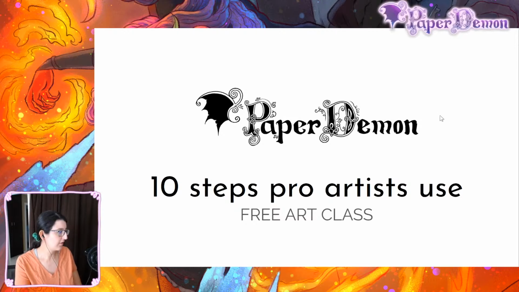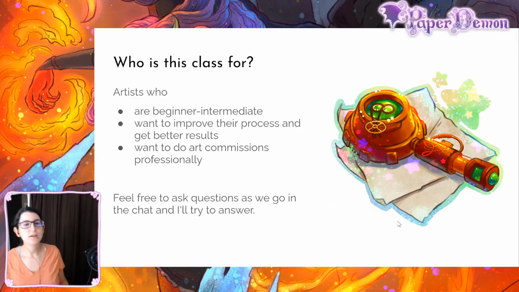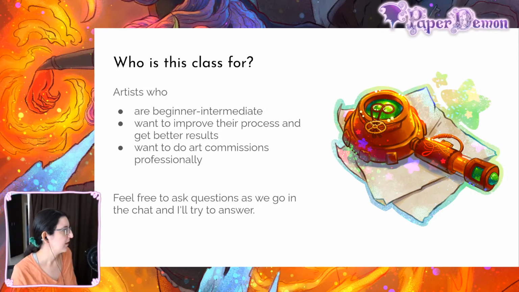So I'm going to cover 10 steps that pro artists use. What is this, or who is this class for? Let's talk about that really first of all. So this class is aimed at artists who are beginner to intermediate, want to improve their process and get better results, or who want to do art commissions professionally. Maybe you want to become a freelance artist and want to take on more professional clients and do artwork for clients. But really, there is something in here for everyone who's at the beginner to intermediate level.